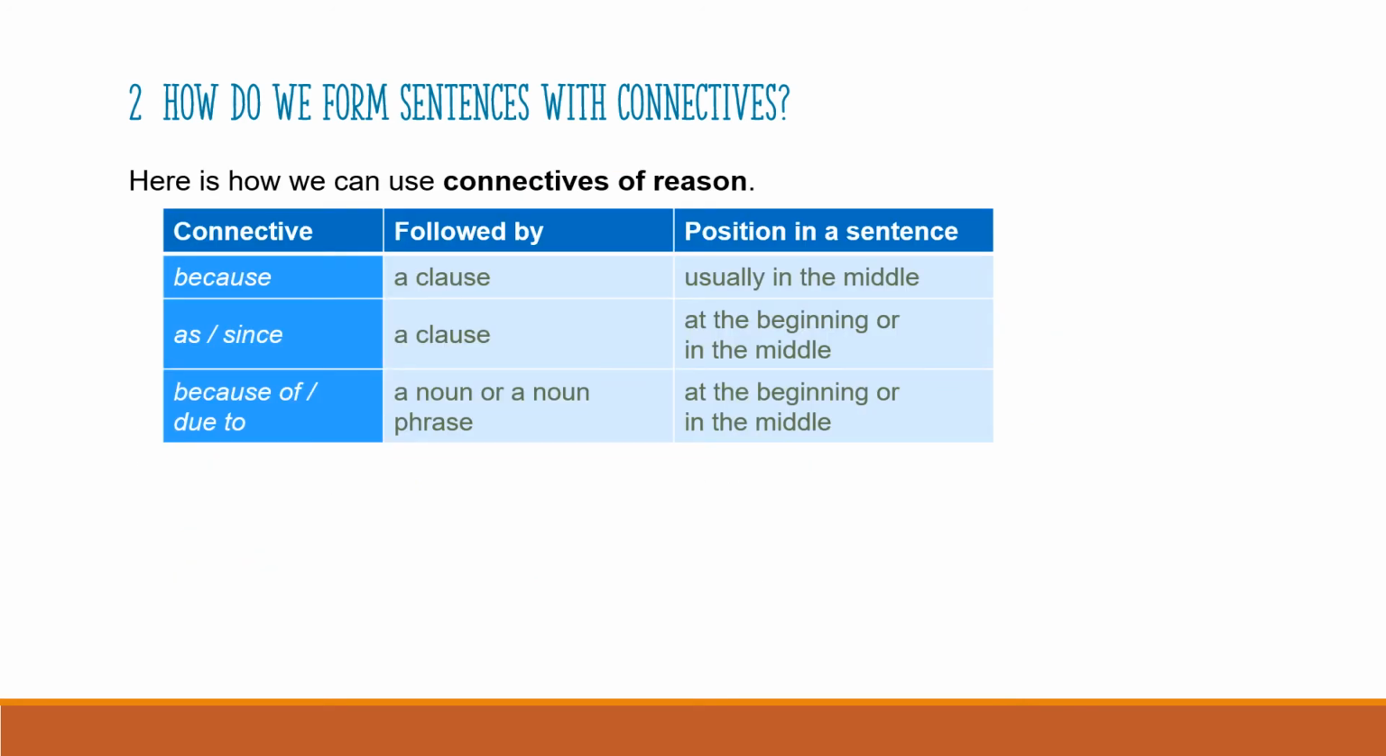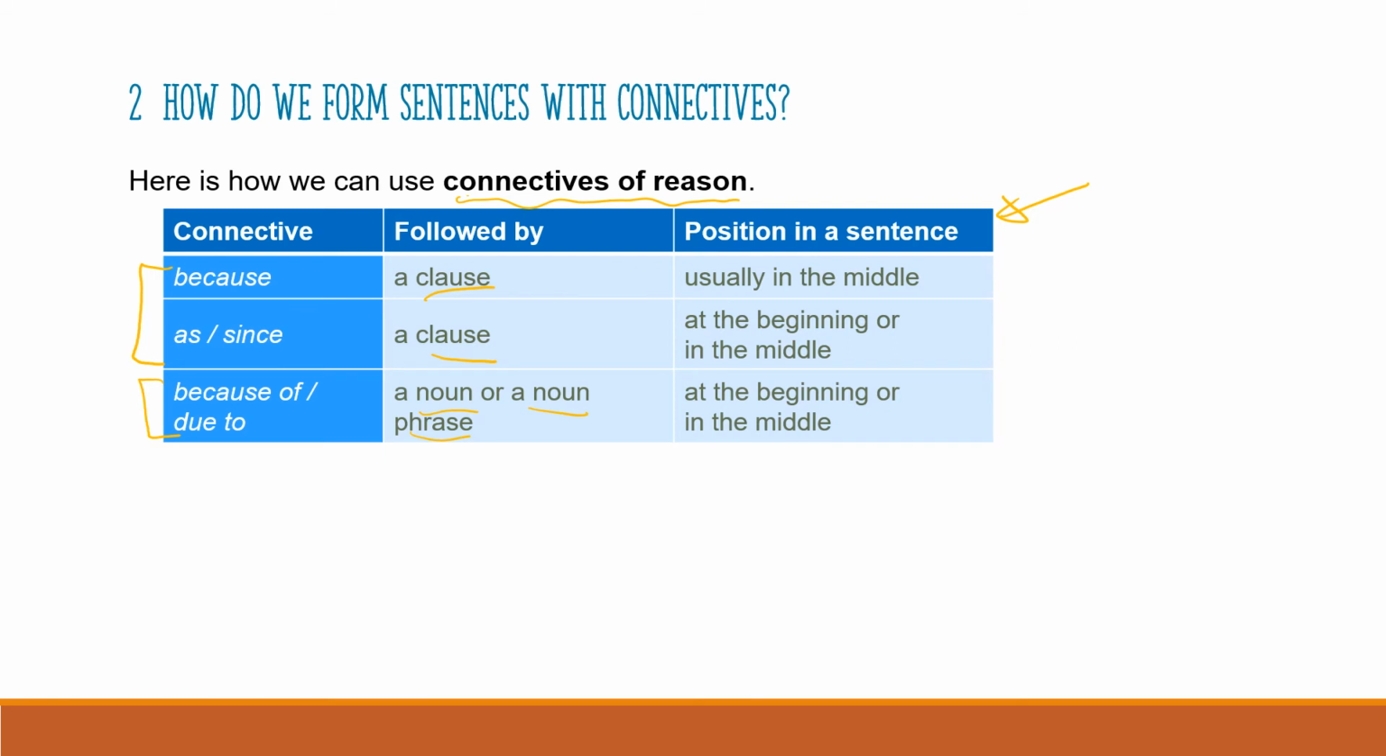So, when do we use a noun or a noun phrase after a connective? And when do we use a clause after a connective? It depends on which connectives we use. Let's take a look at the table to understand how we can use the connectives of reason. For because, as, and since, we use a clause after them. For because of or due to, we use a noun or noun phrase after them.